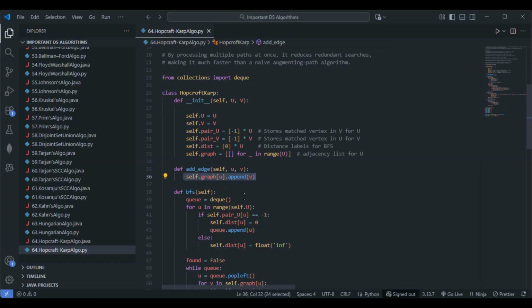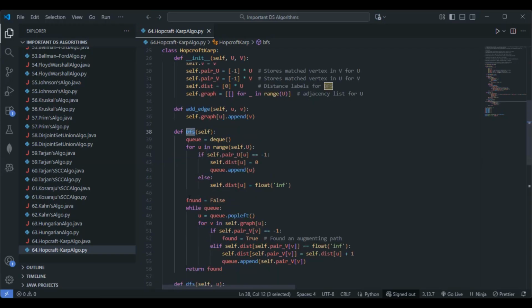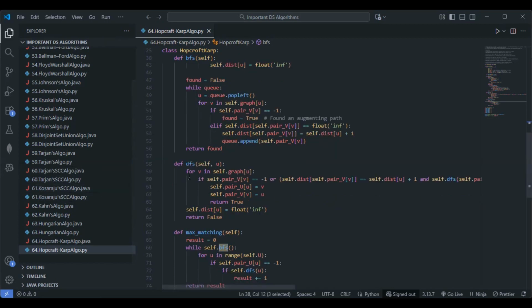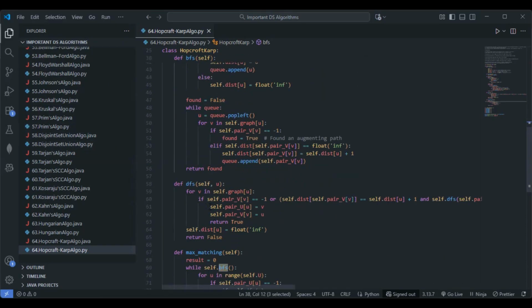Next, we are going with a BFS helper method here. We make use of the BFS to build layers. This is pure BFS, you can just go through this. Also, we are going with a DFS here. As we had discussed, DFS is for augmenting the paths, basically. So first, breadth first search to build the layers, and depth first search is mainly used for the augmenting paths.